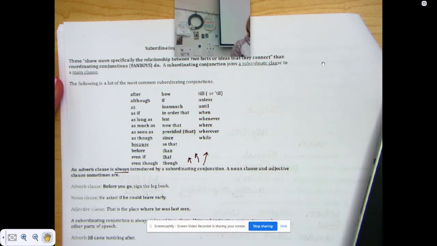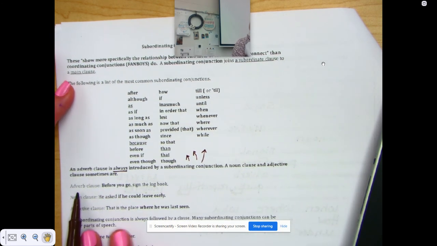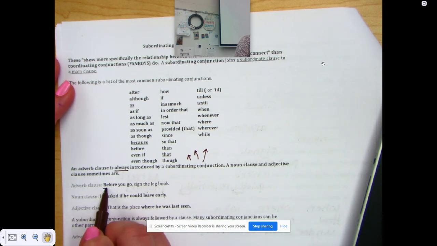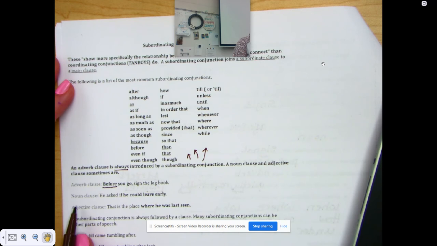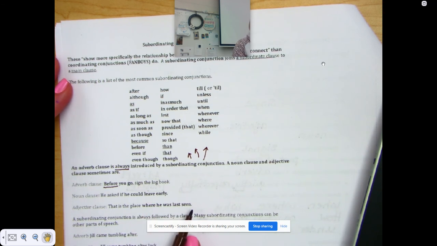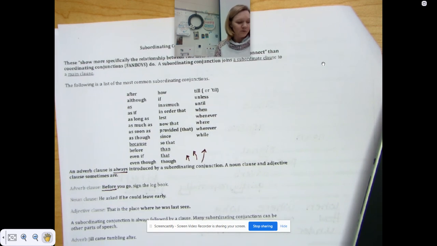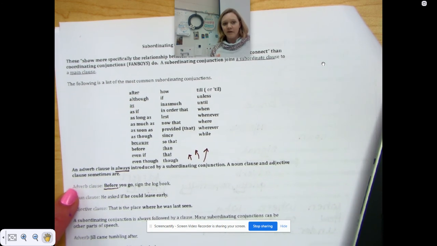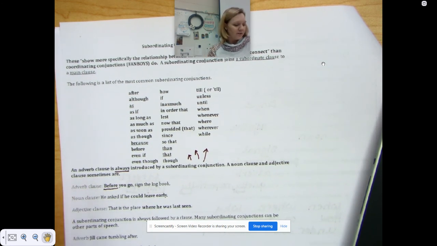Okay? For example, before you go, sign the logbook. So there's that subordinating conjunction. Noun clause, he asked if he could leave early. Adjective clause, that is the place where he was last seen. So we haven't really talked about noun clauses and adjective clauses yet. So if this is kind of confusing you, just simplify it, take a step back. We're only talking about adverb clauses here, but it's good to know that there are three different types that we will be eventually looking at.